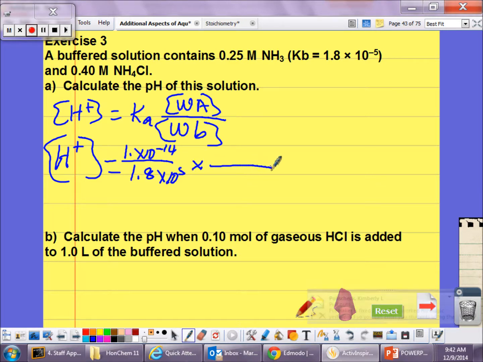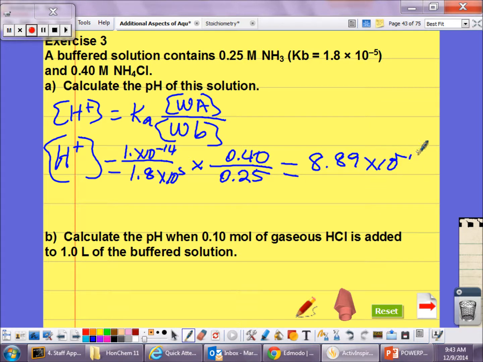Times my weak acid is 0.4. So I have to identify the acid versus the base. It is 0.40. And then the weak base is 0.25. And the H plus is 8.89 times 10 to the negative 10. And they ask me for pH. The pH is 9.1. Thank you very much for being so fast. So we said we wouldn't do it, but we did it.